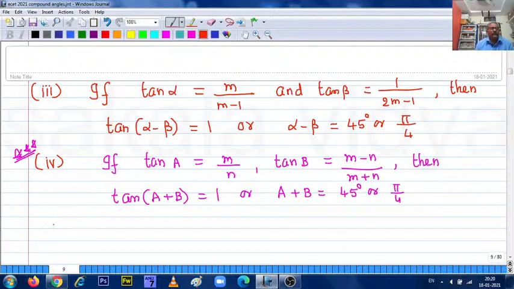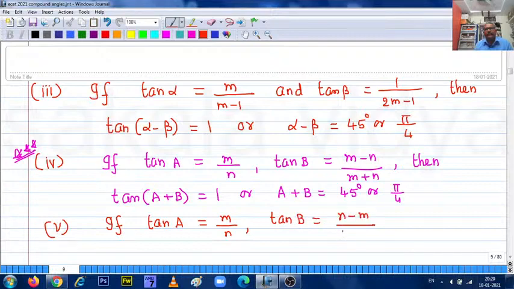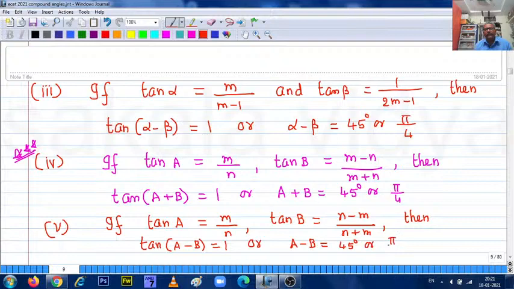So fifth shortcut. If tan A equals to same m by n and tan B equals to n minus m by n plus m, then tan of A minus B equals to 1 or A minus B equals to 45 degrees or pi by 4. So these are the shortcuts.